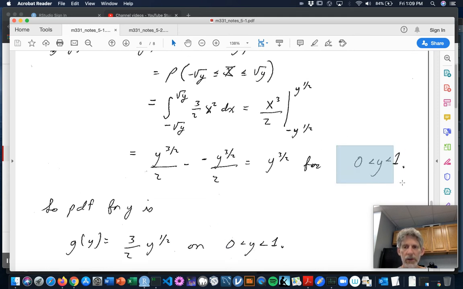Y'all see why it's 0 to 1? Because when you square the x's, you're squaring stuff from -1 to 1. You'll have to come out between 0 and 1. I should have said 0 less than or equal to y less than 1. 0 is totally in the support, but the value is 0. I'm going to go ahead and change that.